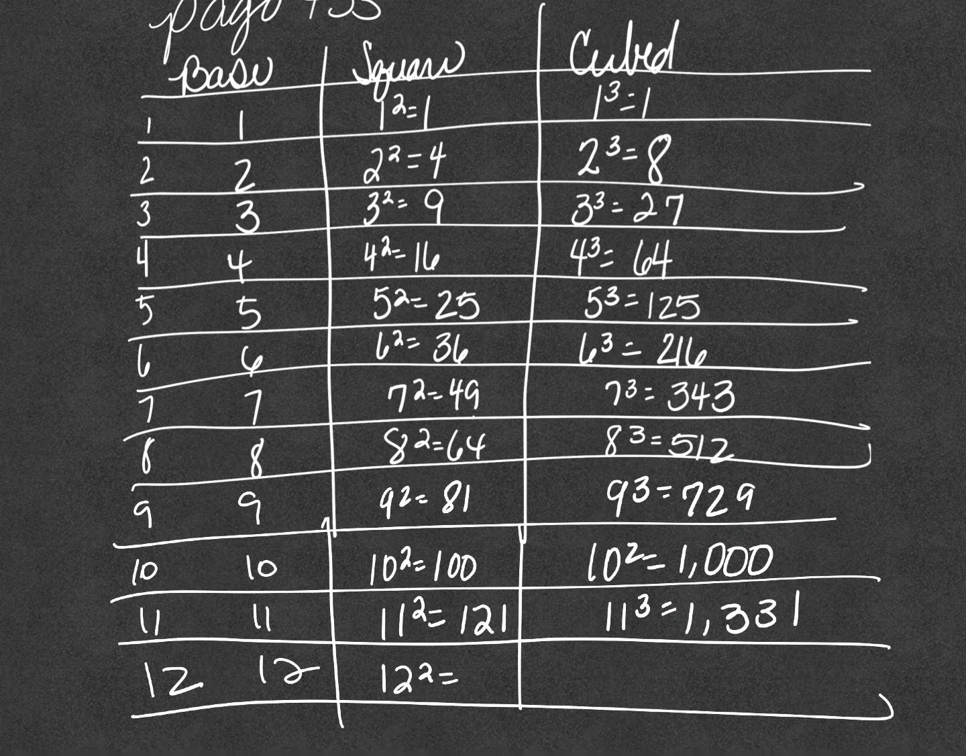So 12 squared is 144. 12 cubed is 1,728. Boom, you got it too. 1,728. Good job.